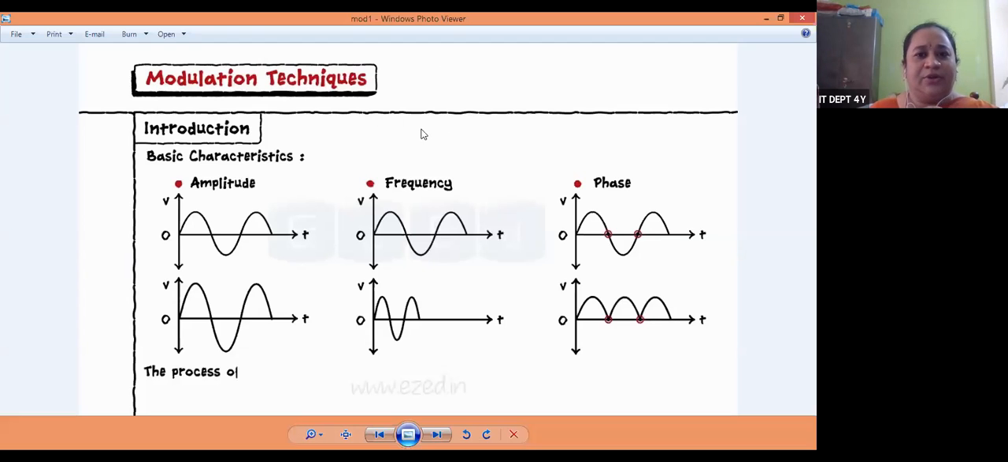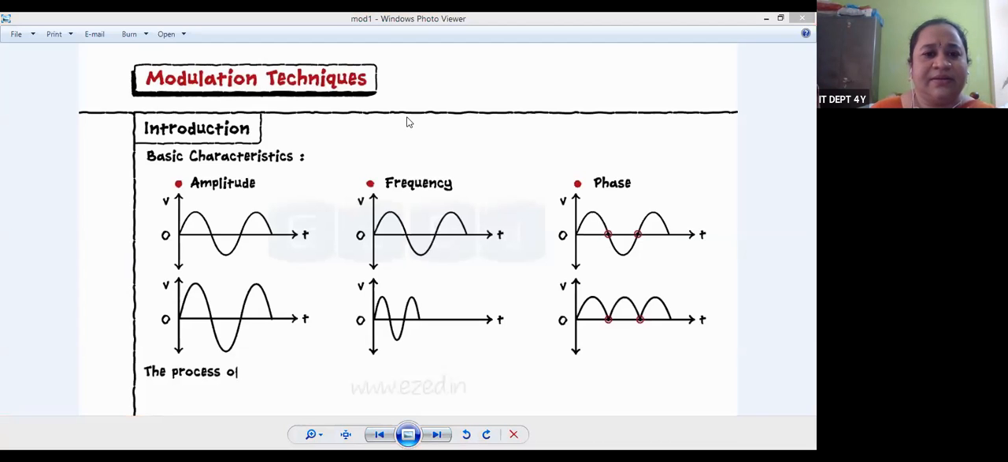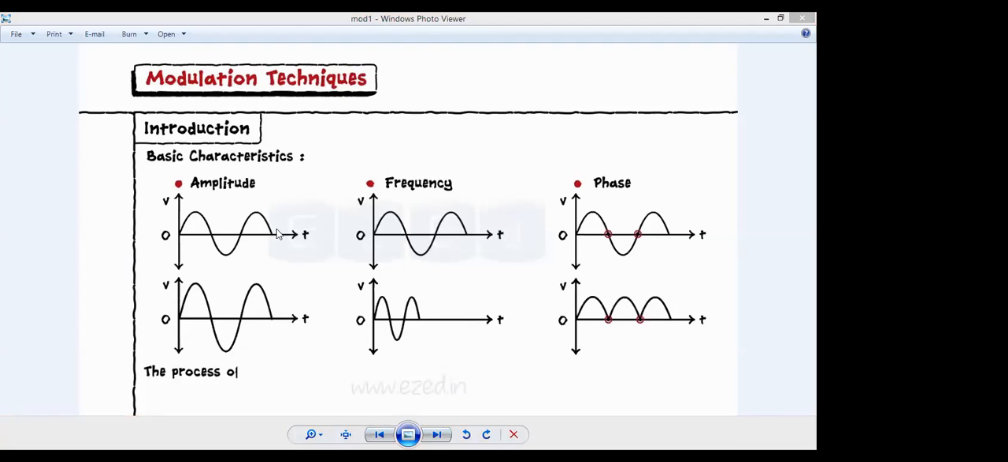I think you are able to see the screen, isn't it? Are you able to see the modulation techniques? Yes, ma'am. Okay.